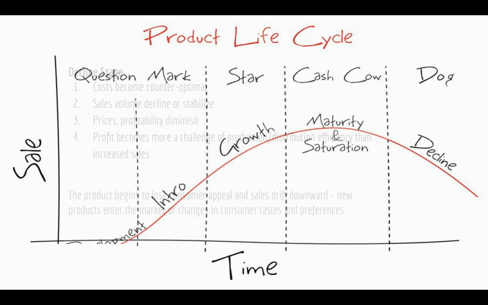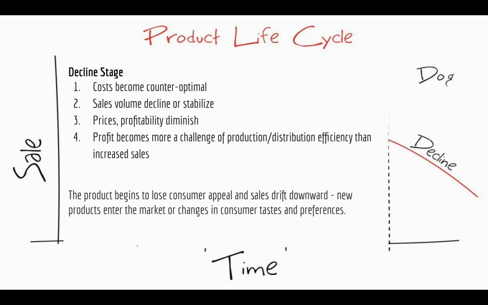All right, and then the last phase that we're going to see is what we call the decline stage. What happens in the decline is just that: sales, relative or over time, decline or stabilize. Maybe they've reached a point where we know we're not going to increase in sales. We continue to drop prices, but then that also impacts the profitability. And profit becomes a challenge because production and distribution does not match the sales required in order to be profitable.